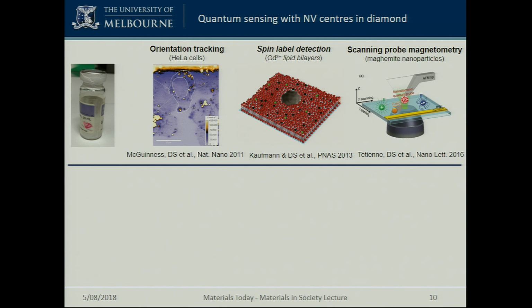So we've developed a combined AFM confocal microscope, and we can use this microscope to image the magnetic properties of iron nanoparticles, or we can image the temperature profile of single gold nanoparticles, for example. So it's a very powerful tool. So these are the sorts of examples of what we do with the nanodiamond.